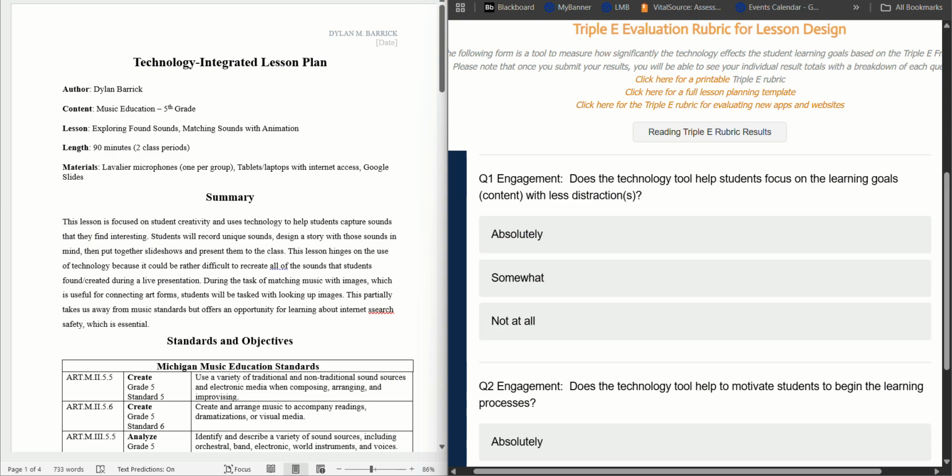on Barrick with my technology integrated lesson plan, the draft version. I'm evaluating it based on the Triple E evaluation rubric for lesson design. And we can get started.